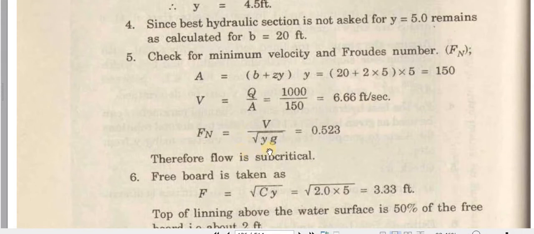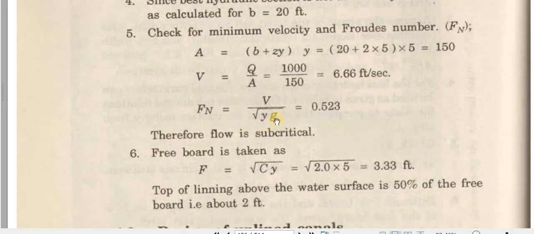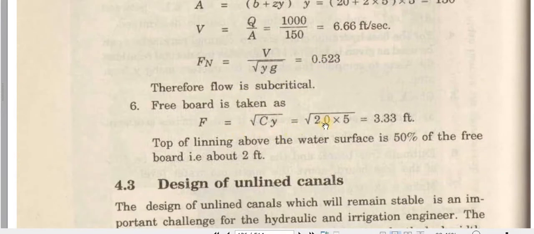Froude number is V over the square root of YG. G will be 32 point something, and Y is equal to 5 and V is equal to 6.6. We can get 0.523. Then the flow is subcritical. Freeboard C is equal to 2, and with 2 and 5 we can get 3.33 feet. So top of lining above the water surface is 50%. For example, freeboard is 3.33 feet, then it is not necessary to completely line the freeboard area. You have to line 50% of the freeboard area.